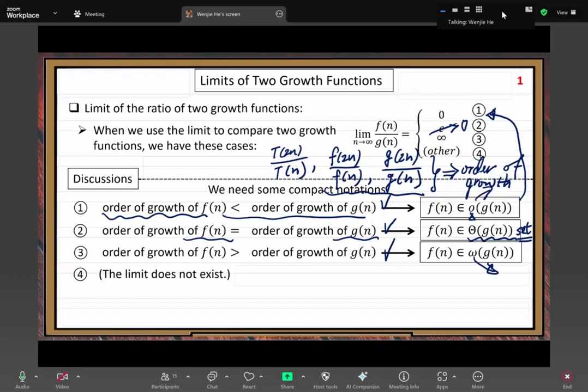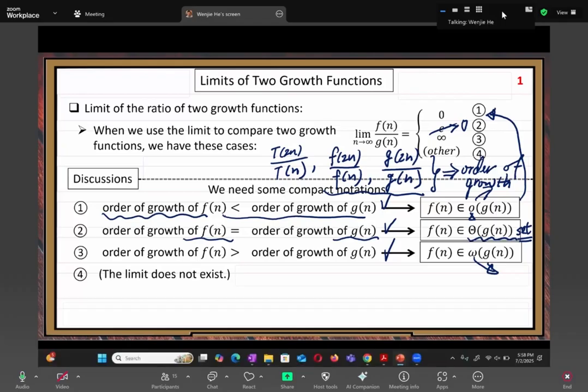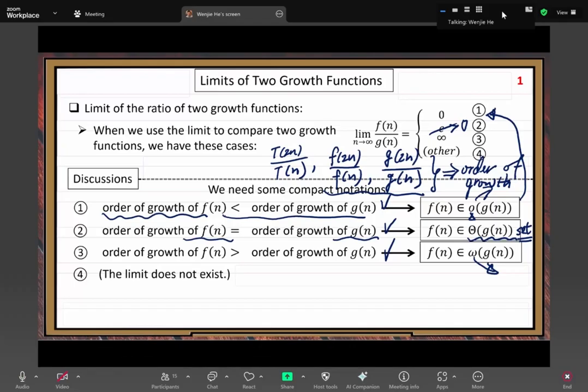All right. Then case number 4, the limit does not exist. We need to understand this special case. In this case, we cannot calculate. When you try to calculate the limit, you will fail. The limit does not exist. That means L'Hopital's rule won't work, right? Remember L'Hopital's rule, the powerful tool we used in our last class.